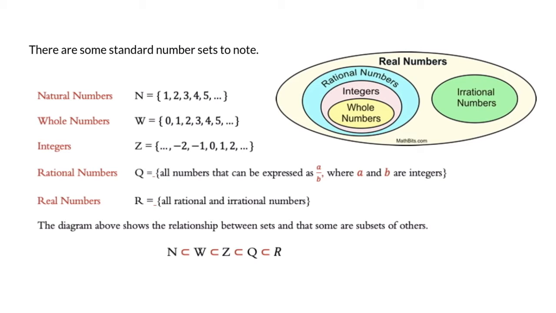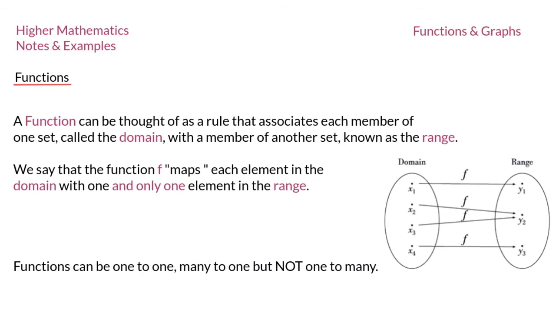So if we think about functions and a definition for functions, we can look at that now. So in mathematics, a function can be thought of as a rule that associates each member of one set, we'll call that the domain, with a member of another set. We call that set the range, a bit like our x and y values. So we say that the function f maps each element in the domain with one and only one element in the range. Functions can be one-to-one, many-to-one, but they cannot be one-to-many. We'll talk about that idea in this course.